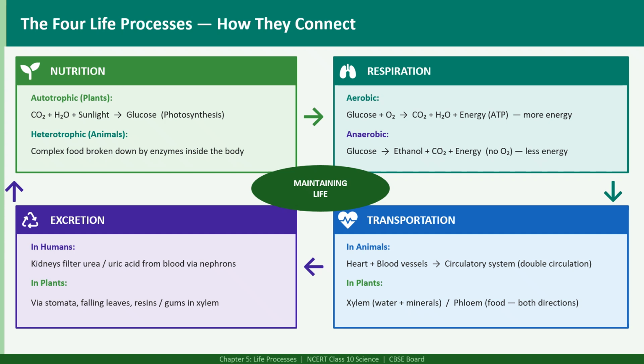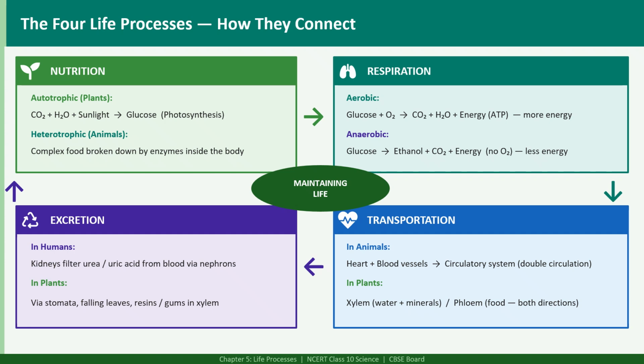So here we are going to see how these four life processes are interconnected. First, let us talk about nutrition. In nutrition, autotrophic plants undergo a process called photosynthesis. Like how your mother prepares food in the kitchen, they also need some ingredients for preparing food. So what are the ingredients they need? They need carbon dioxide, water and sunlight.